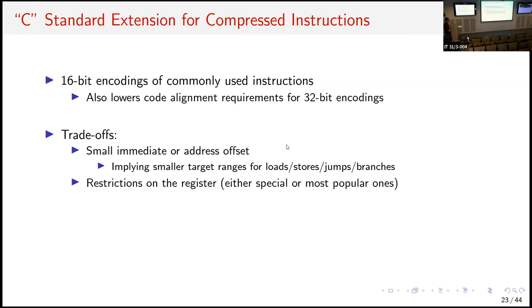Or there are also restrictions on the registers. So there are some special registers according to a calling convention. So for example, there are special instructions to spill variables relative to the stack pointer. The stack pointer, as a convention, I think, is in the X2 register. So there's a special instruction that always operates relative to the X2 register. Or the most popular ones, just by some definition, I think it's X8 to X15. So if some of those are true, then you can use the compressed instruction.